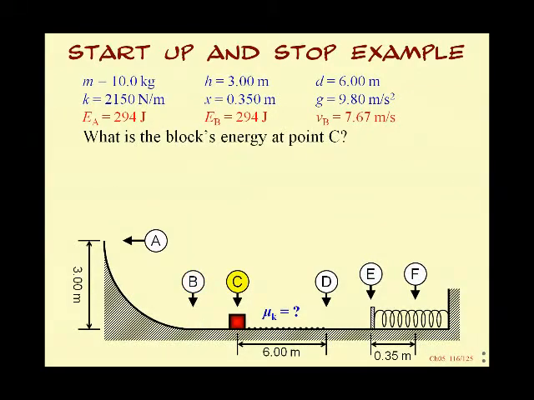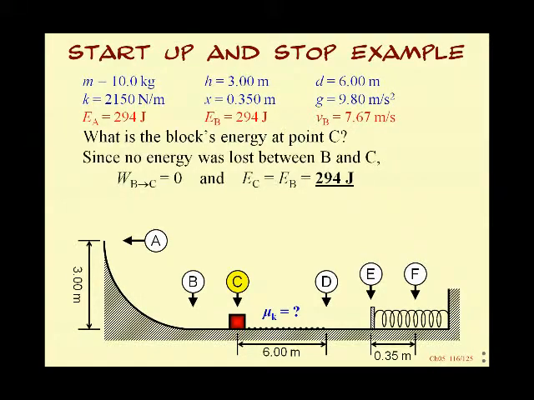Let's find out what the block's energy is at point C. Now this is at the beginning of the rough patch, and we haven't hit any rough patch up until point C, so there's no reason for us to believe that the energy is anything other than what it was at point B. So it's just 294 joules. Now we're going to play it backwards.